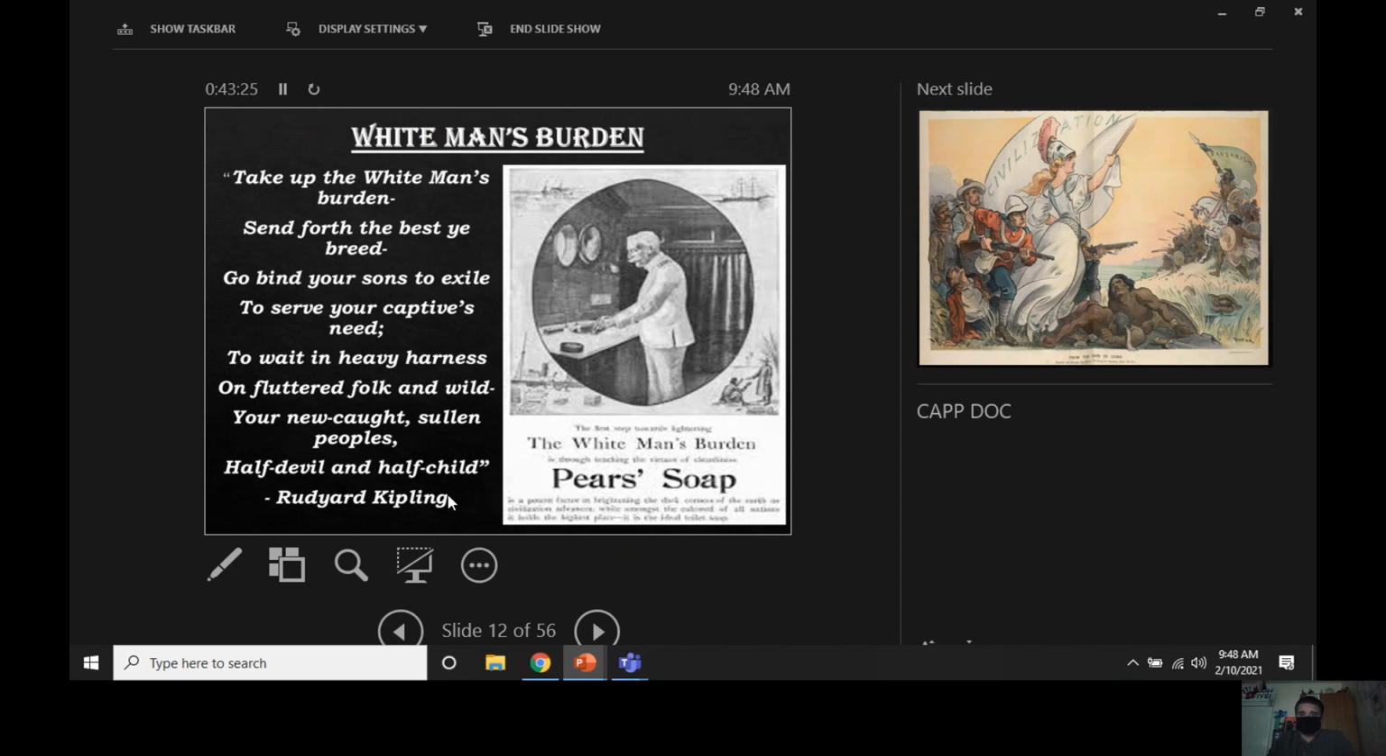And then here to the right, you see this older white man, probably like a steamship captain or something. And it's an advertisement for Pears' soap, the white man's burden. You know, we need to take these basic things like soap and cleanliness to these people that wouldn't know anything otherwise. Again, just disgusting.